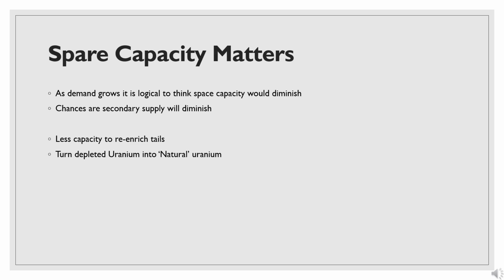And the only other thing I'm going to say is that spare capacity also factors in, because as demand grows for fuel, it's logical to think that the spare capacity might diminish, and chances are that the secondary supply could diminish with diminished excess capacity. So this would lead to less capacity to re-enrich the tails. And no, I'm not speaking some foreign language at this point. You might have just wanted to skip this video if you don't want a headache. But anyway, re-enriching tails is turning depleted uranium into effectively natural uranium.